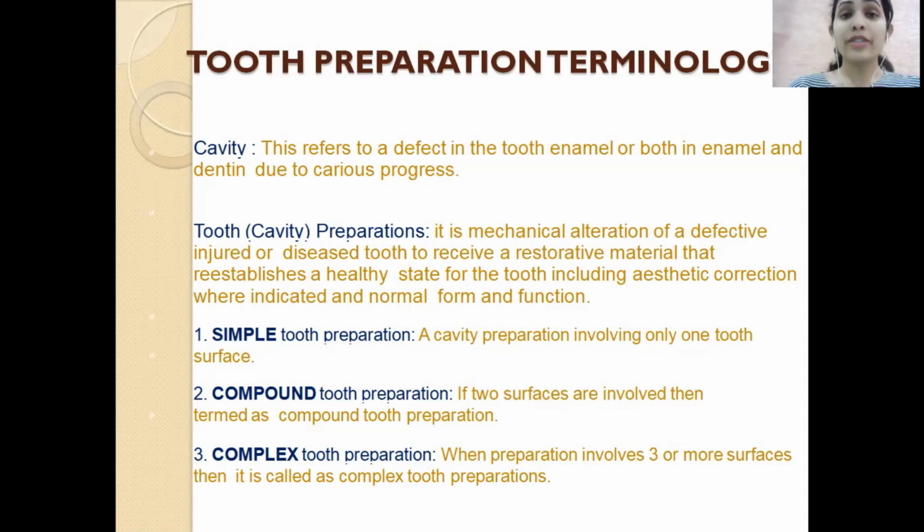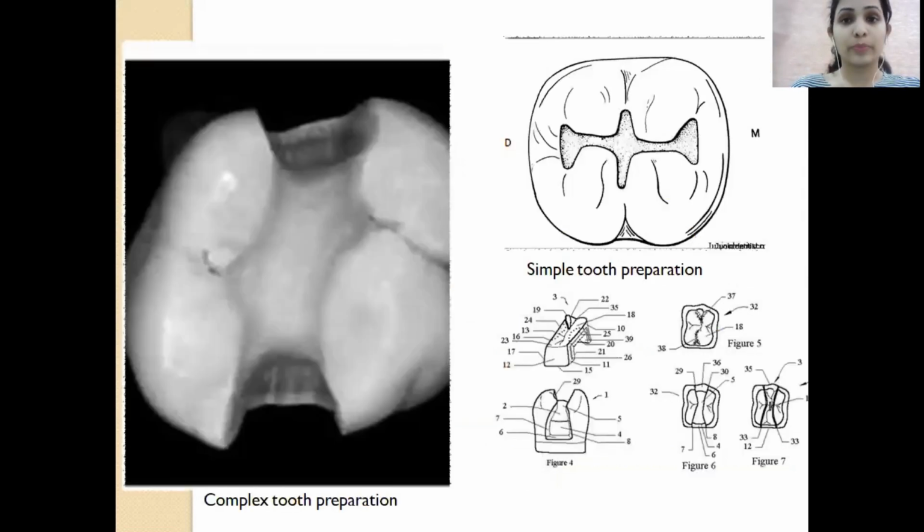Now, there are different types of tooth preparation. Simple tooth preparation, compound, and complex depending upon the number of surfaces involved. Simple tooth preparation is the cavity preparation involving only one tooth surface. Compound is the cavity preparation involving two surfaces, and complex involving three or more surfaces. So this is your complex as it is involving three surfaces. This is a simple tooth preparation as it is involving only occlusal surface.